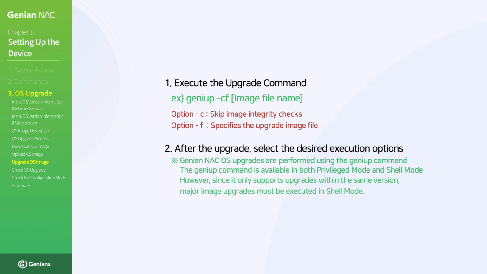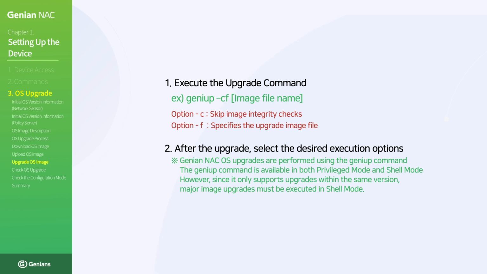When executing the command on the policy server, you will be prompted to confirm the following 3 items: whether to proceed with the image upgrade, whether to back up the database, whether to reboot the device. Since the database backup is unrelated to the image upgrade, you can skip it by entering No. On the network sensor, you will only be asked to confirm whether to proceed with the image upgrade, whether to reboot the device. In both cases, enter Yes to proceed with the upgrade.